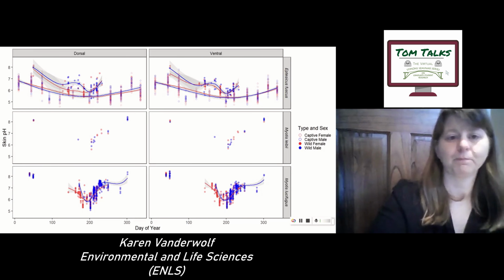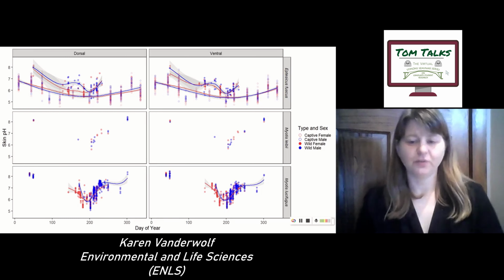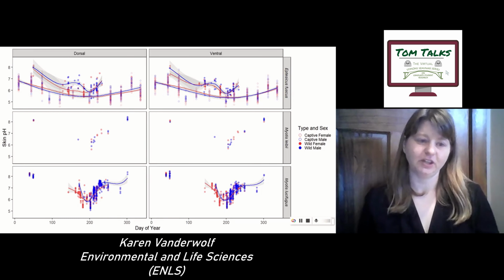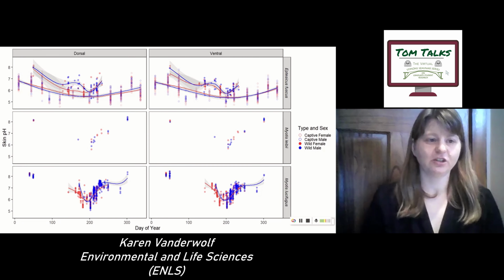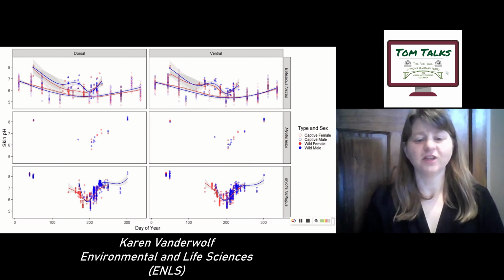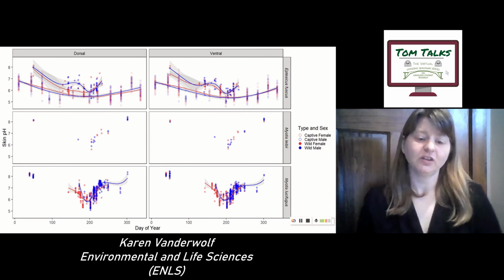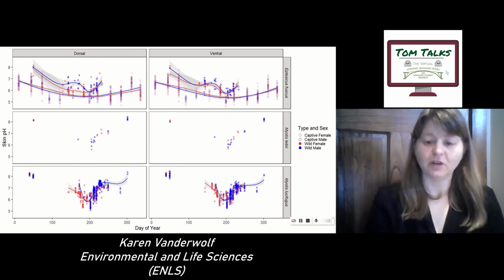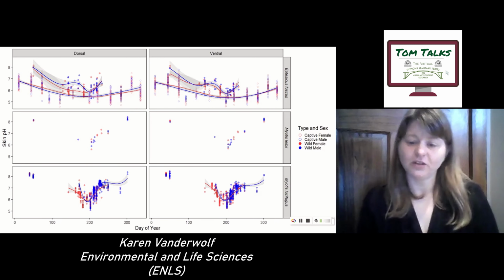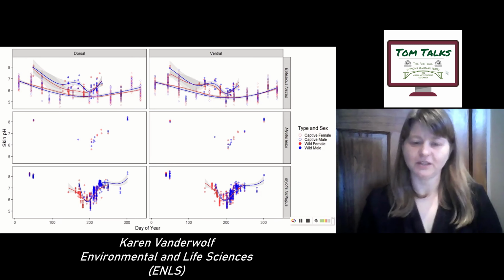And this graph just gives you a better sense of seasonal variation. So again, skin pH is shown on the y-axis. On the bottom axis, the x-axis, I have day of year. So January 1st is day 0 of the year. Day 200 is in July, just to give you a sense of time on this axis.